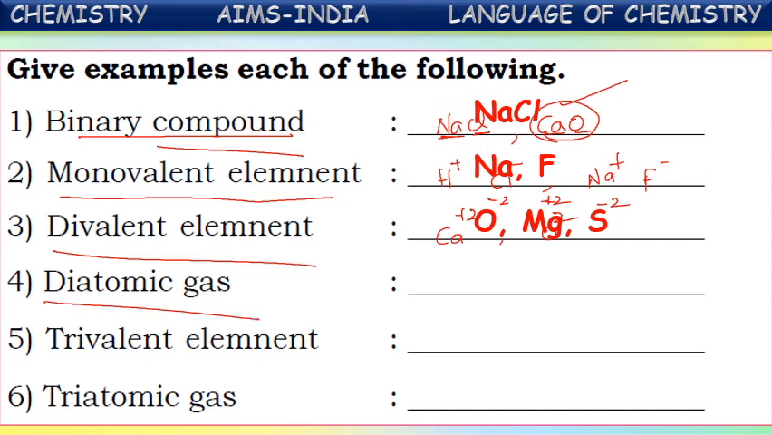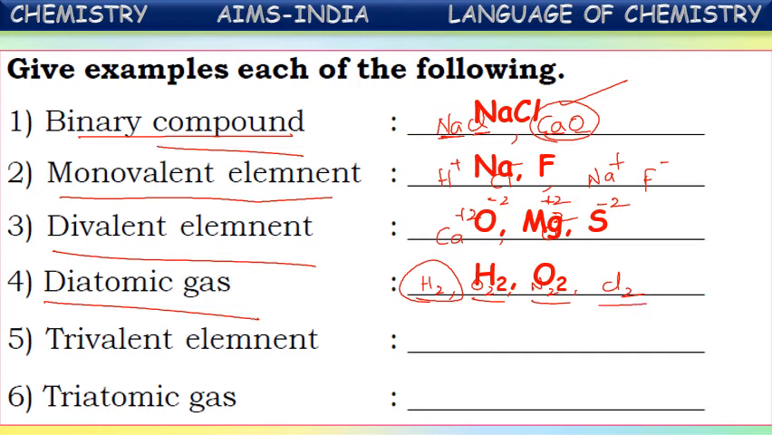Diatomic gas. Diatomic gas means H2 is a gas, O2 is a gas, N2 is a gas, Cl2 is also a gas. All these are diatomic gases only. See here, H2, 2 hydrogens are there. Diatomic, but it exists as a gas. O2 exists as a gas, N2 exists as a gas, chlorine also exists as a gas.